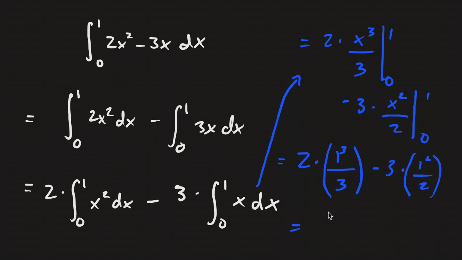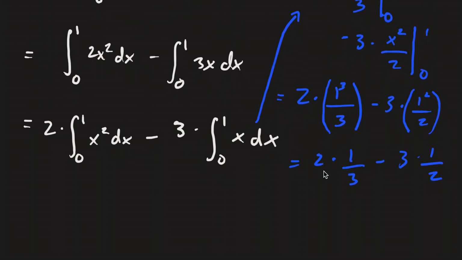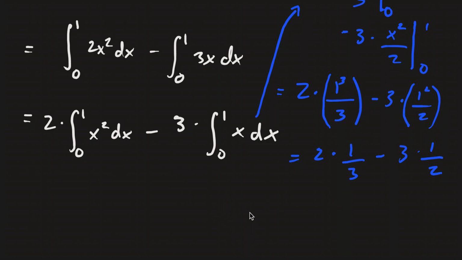So this is going to be equal to 2 times 1/3, minus 3 times 1/2. Okay? And yeah, that's what we have. Let me scroll down a little bit because we're kind of running out of space. So this is going to be equal to 2/3 minus 3/2. So technically, this is what we have.